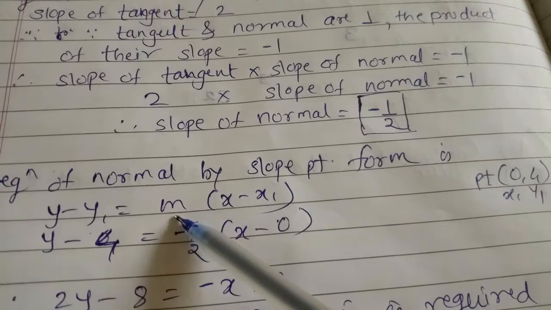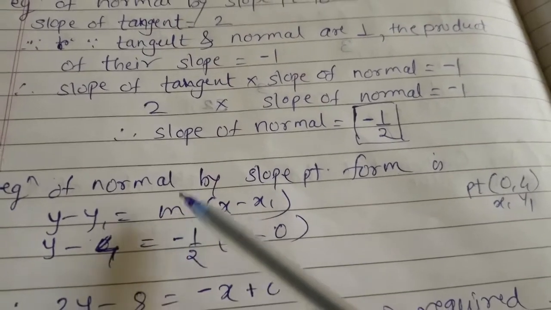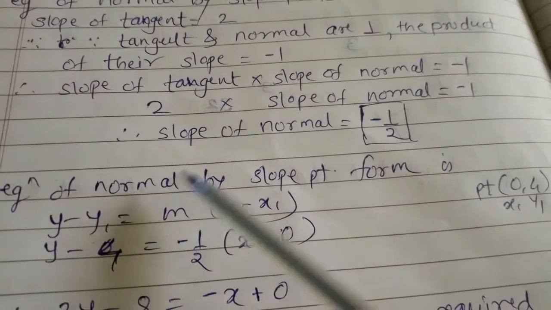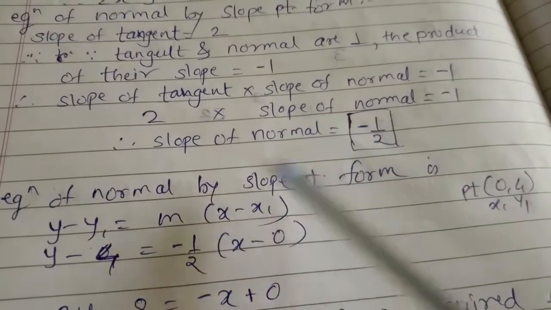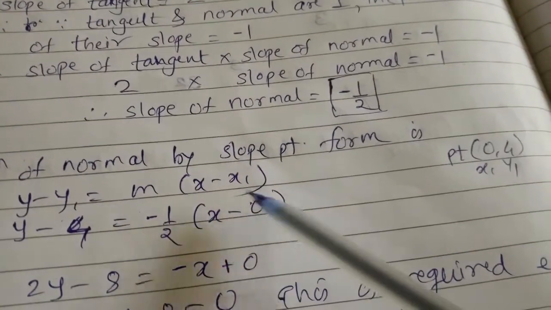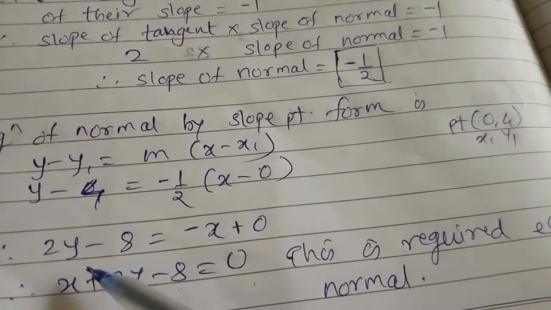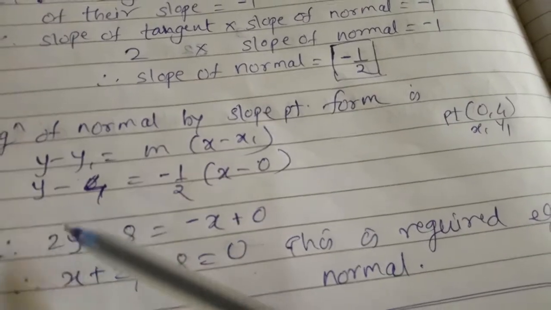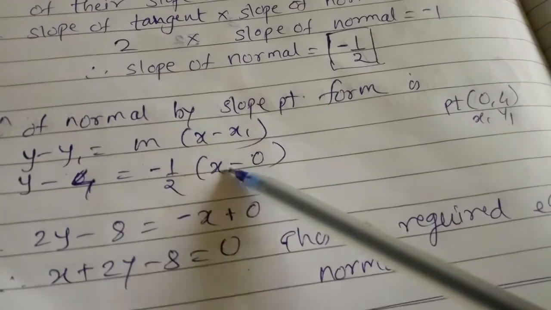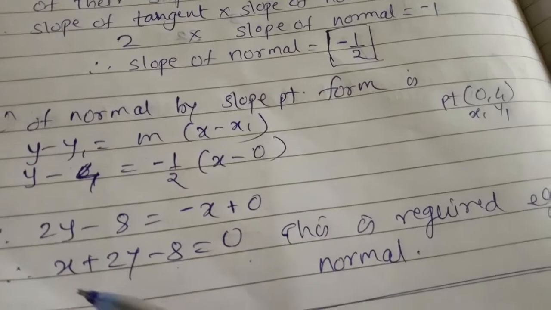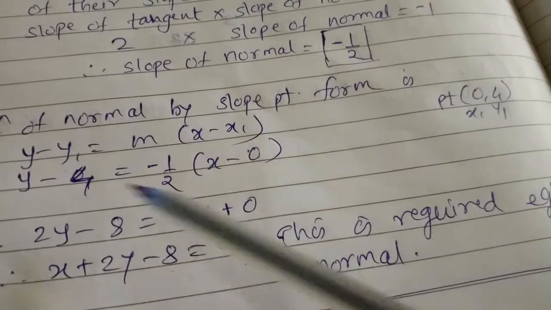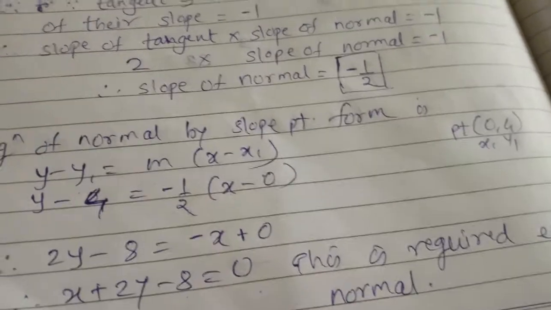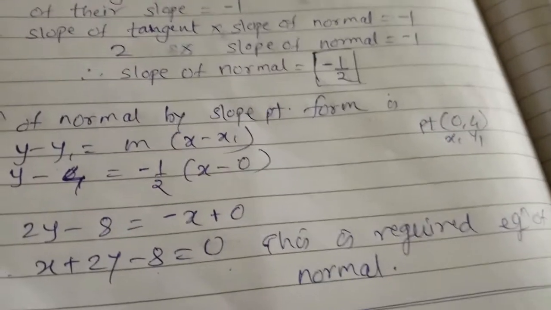Just here, m is what is given, it is the slope of the normal. So the slope of the normal I found here was minus half. Just we are going to put down the value. So 2 goes to this side. So 2y minus 8 is equals to minus x, and 0. So x plus 2y, moving this x to this side, minus 8. This is nothing but the equation of the normal.